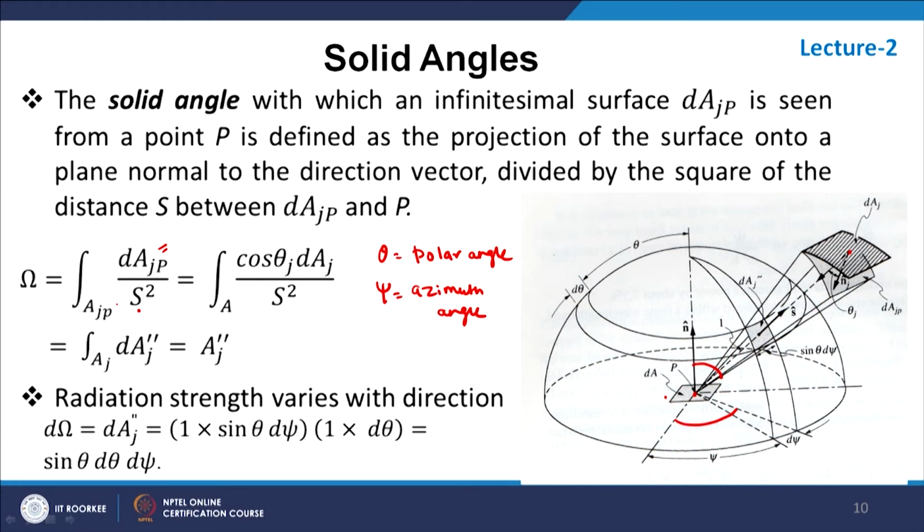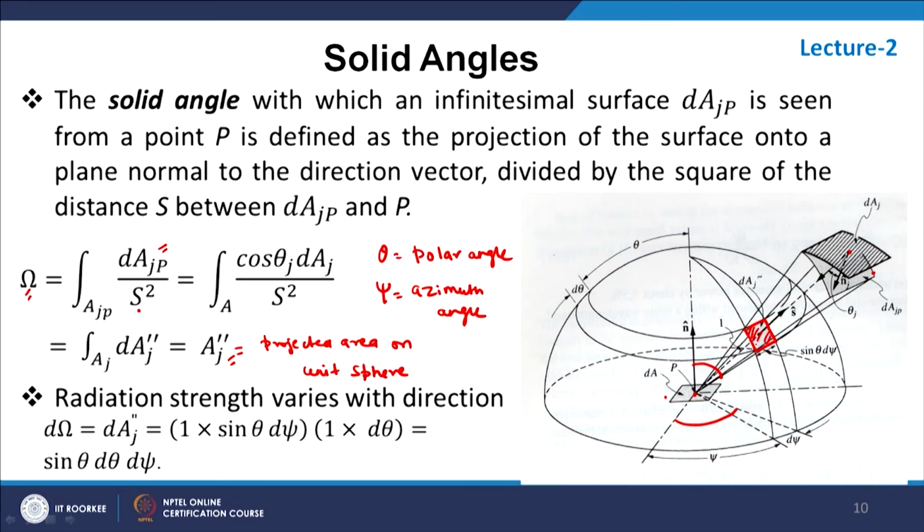Now, this projected area can be of unit magnitude. What I mean by that is this projected area need not be here, it can be on the unit sphere. If this projected area is taken on the unit sphere, that is the sphere of radius 1, then this solid angle omega will simply be equal to the projected area. So, Aj prime is basically the projected area on unit sphere, and the solid angle will be equal to the projected area itself.